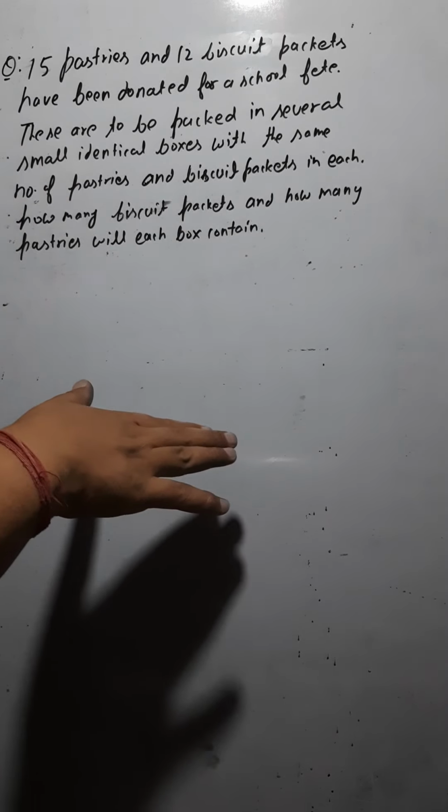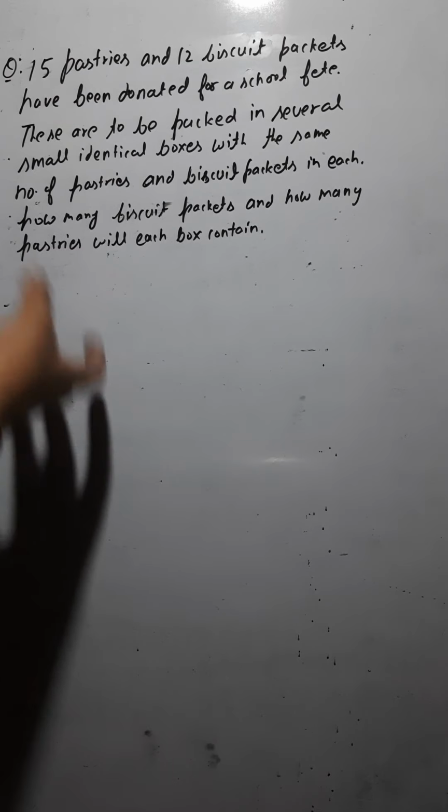Means you have 15 pastries and 12 biscuit packets, and you have to make small identical boxes, and in those boxes you have to pack these 15 pastries and 12 biscuits in equal number. Let's say in the first box you have 4 pastries and 3 biscuits. So in another box also you should have 4 pastries and 3 biscuit packets. Then in another box, all should be the same. So he's asking how many biscuit packets and how many pastries will each box contain.